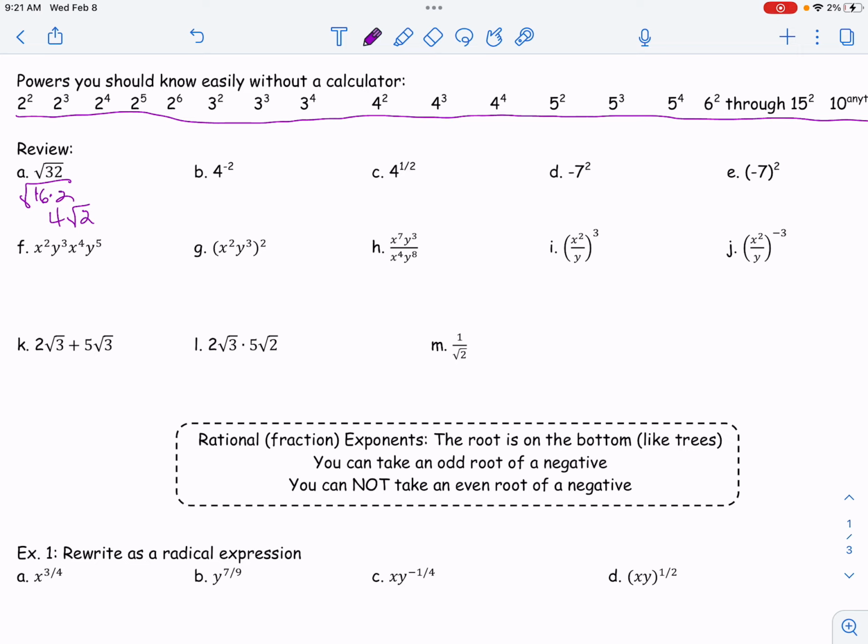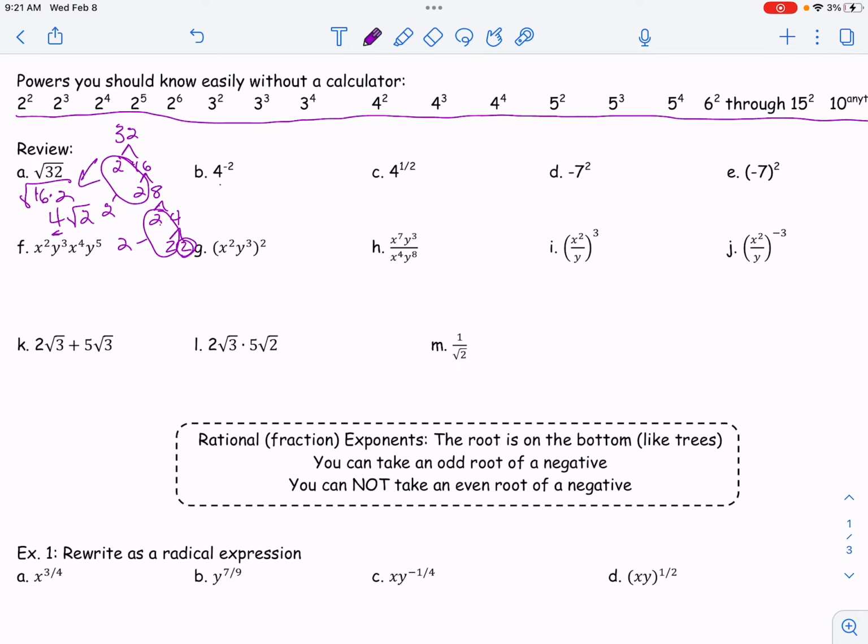If you don't know your perfect square numbers, then you're going to have to do your factor tree. 2 times 16, 2 times 8, 2 times 4, and 2 times 2. And we need groups of 2. So for every group, 1 comes out, so that's 2 and 2 on the outside, so that's 4. And then this 2 right there stays under. So this is much better to do it the other way.